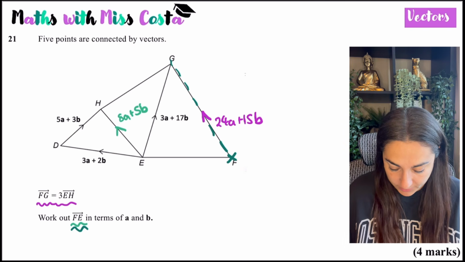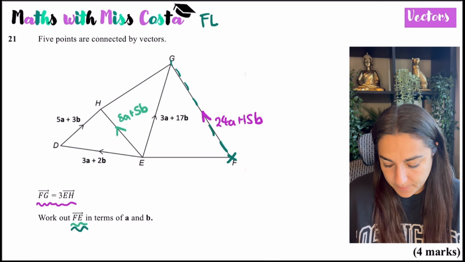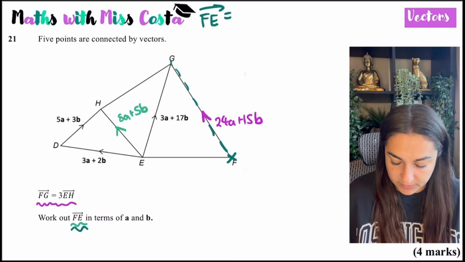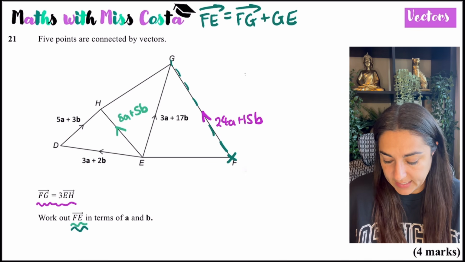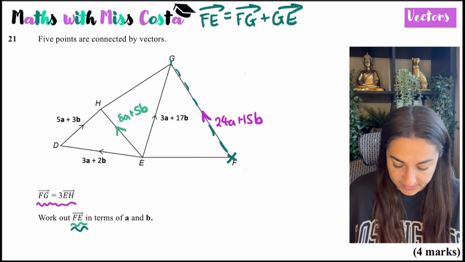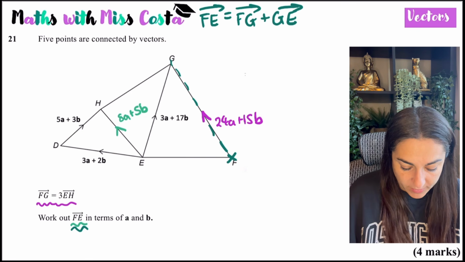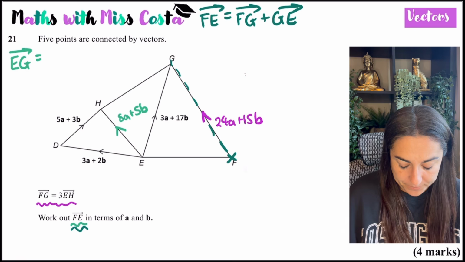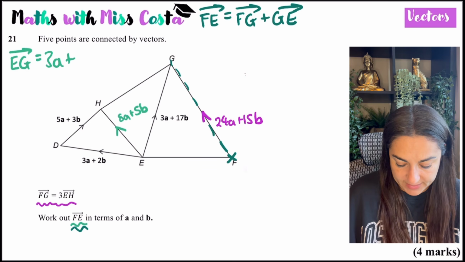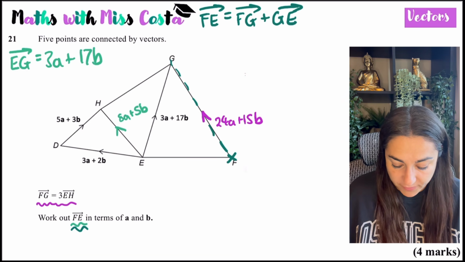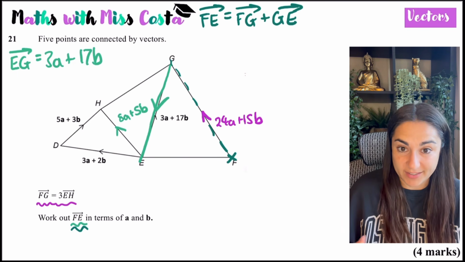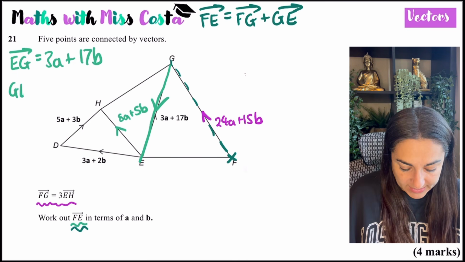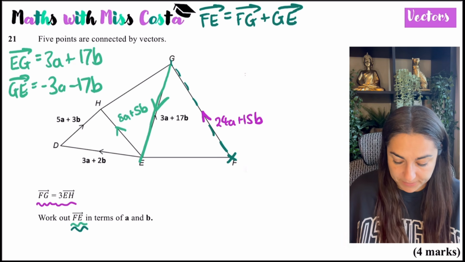So how do I get to FE? The journey I would take would be I'd go from F to G plus G to E. Now this is where it gets a little bit trickier because I know that EG is 3A plus 17B, but remember when you're reversing the direction, so I'm going in this direction, so I'm going to need to reverse the direction of travel. So GE is going to be minus 3A minus 17B.